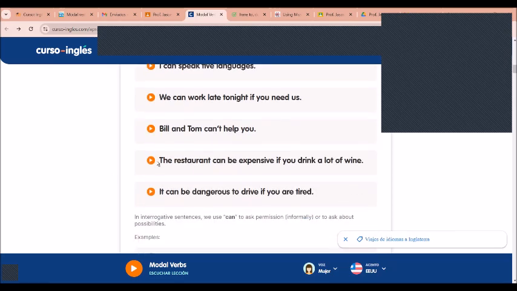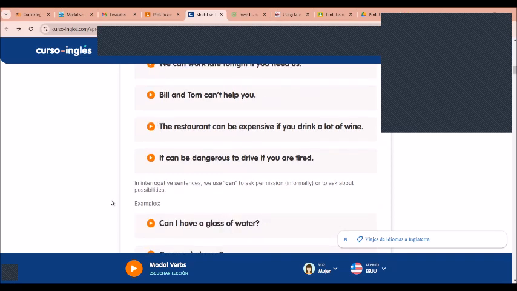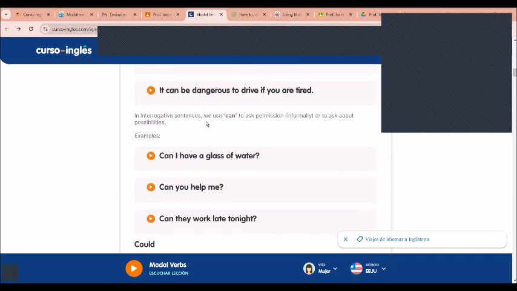All right. A few more examples. The restaurant can be expensive if you drink a lot of wine. It can be dangerous to drive if you are tired. Good. Now, when asking questions, the idea is generally the same. You're using your helping or your modal verb first to construct the idea. Specifically, can is used in a particular way.